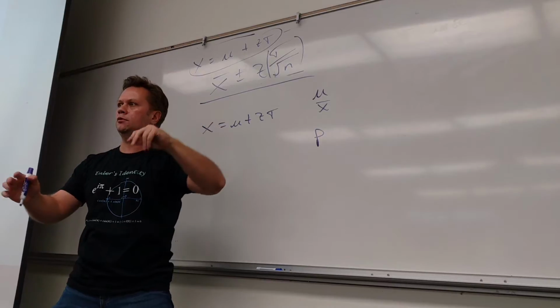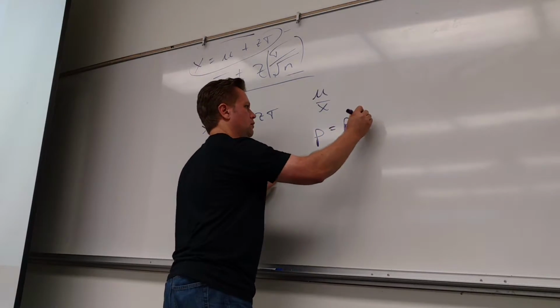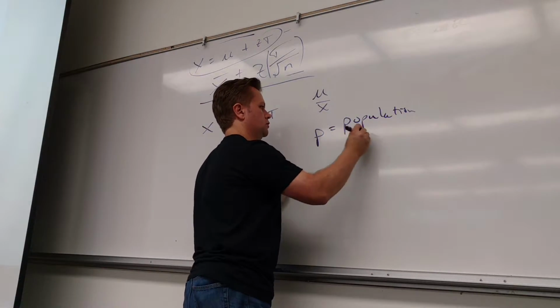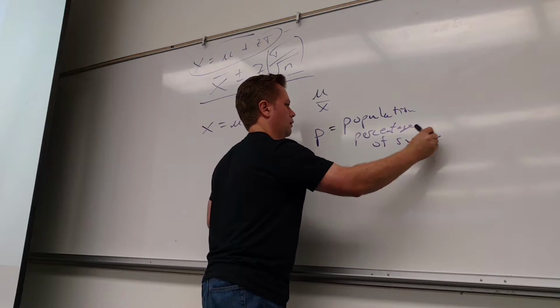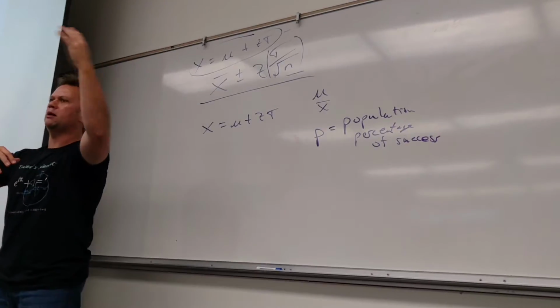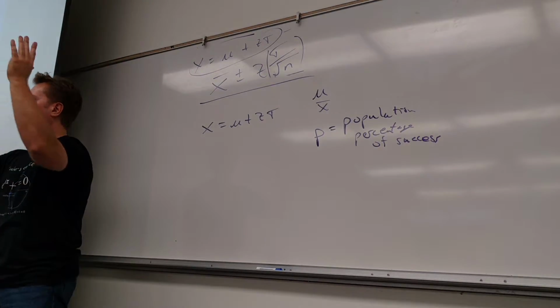So you're going to love this symbol. P is the population percentage of success. Is that cool? So then Q would be the population percentage of failure, right? So I'm not even going to write Q up there. It's there.